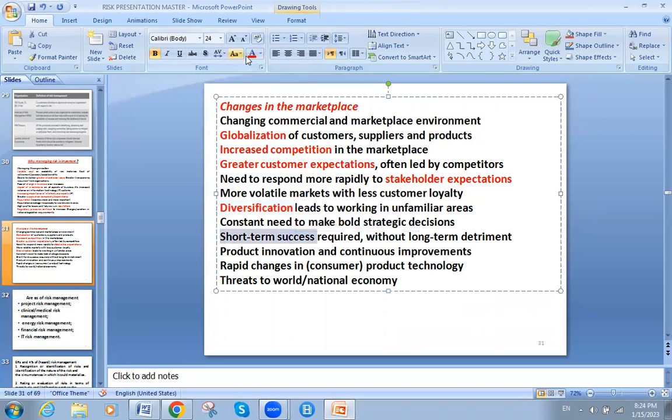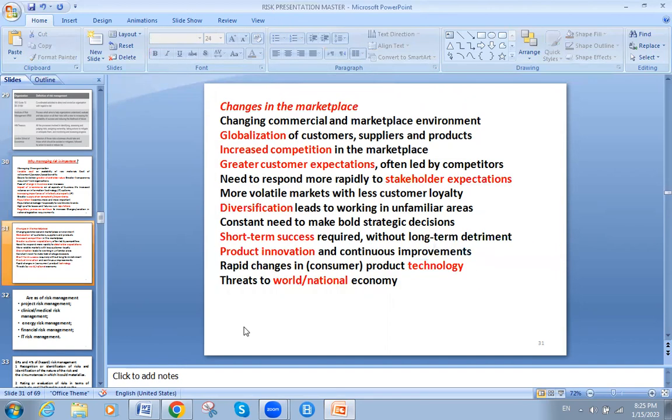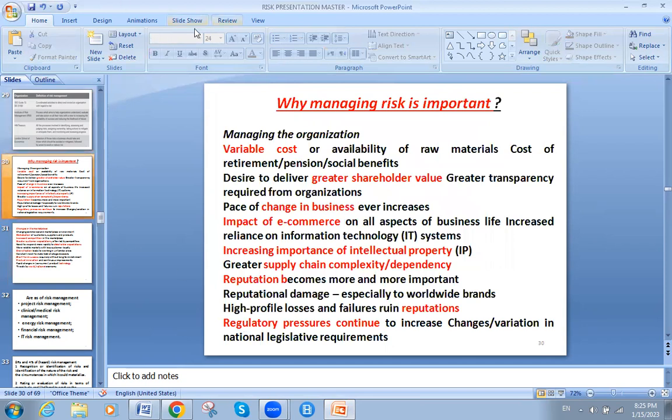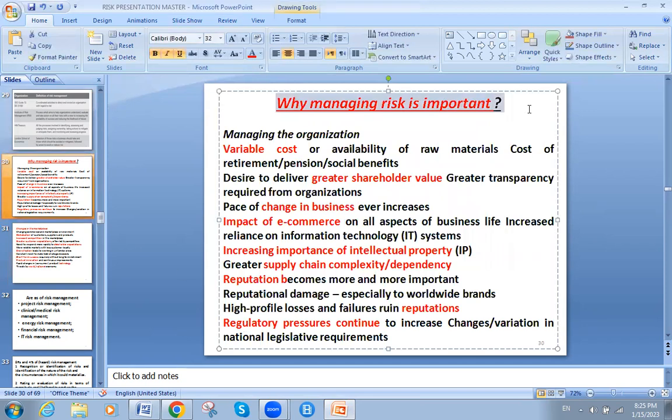Short-term success is another point. Product innovation is another point, and rapid changes in consumer product technology. So the rapid change in technology, or the levels of technology, is also a reason why we care about risk management. Threats to the world and national economy are another point. So those two slides are the reasons why managing risk is important.